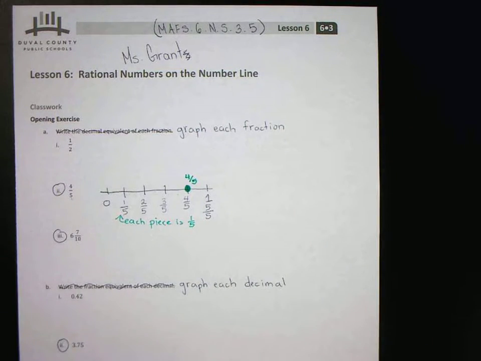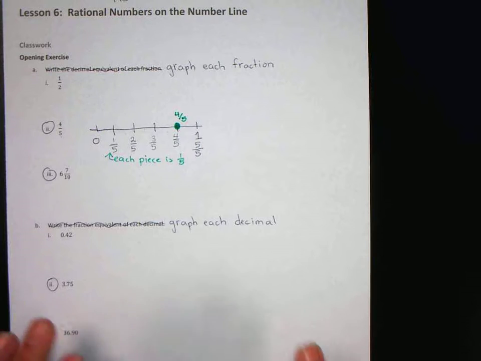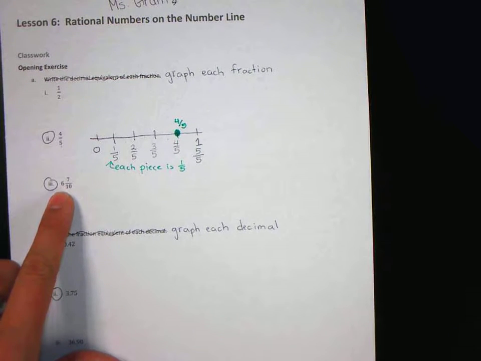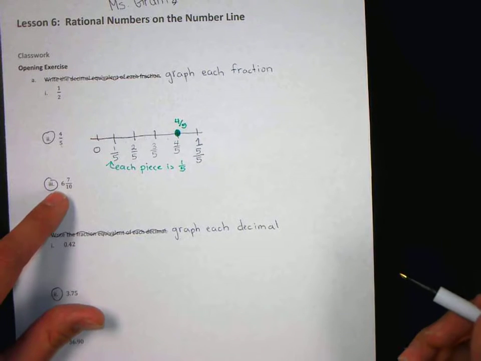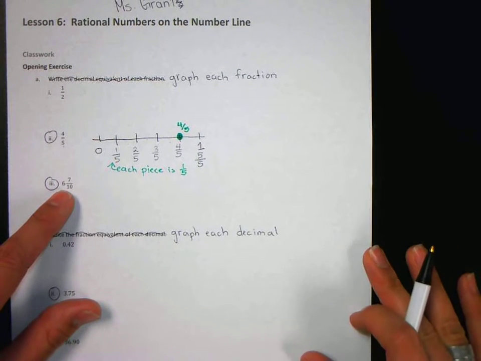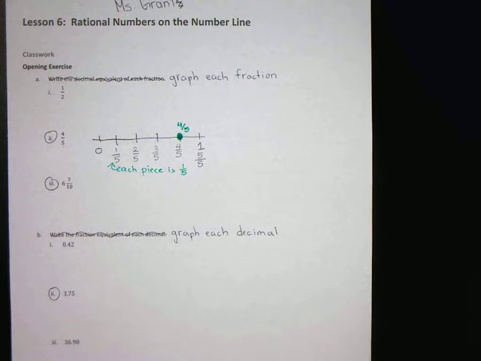Alright, we'll move on to our second problem, 6 7/10. Okay? We love to graph mixed numbers. Mixed numbers are the easiest thing for us to graph because we have a whole number and a fraction as well. So this whole number is going to tell us in between which 2 whole numbers it's going to lie between, and then we just focus on the fraction after that.